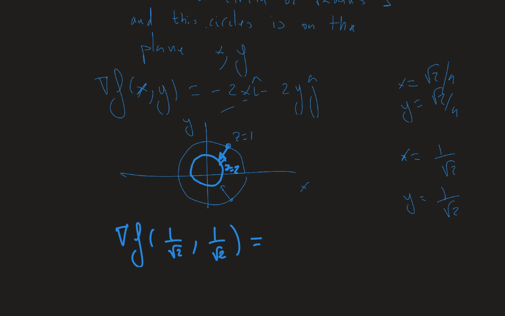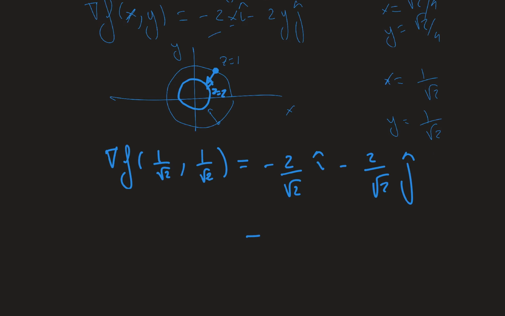So what will be the gradient here at this point? The gradient will be minus 2 times 1 divided by square root of 2 i minus 2 times 1 divided by square root of 2 j. So the gradient will be minus square root of 2 i, because 2 is square root of 2 times square root of 2, minus square root of 2 j.